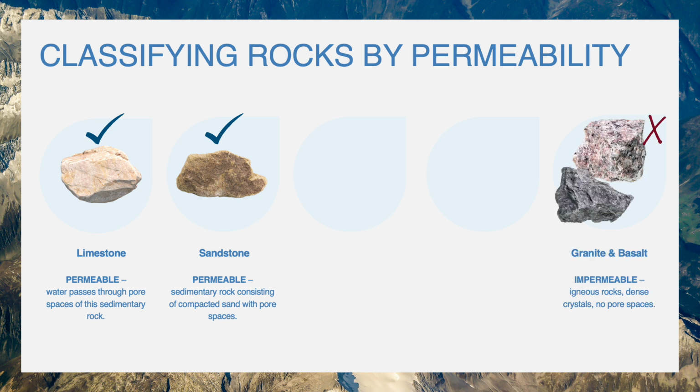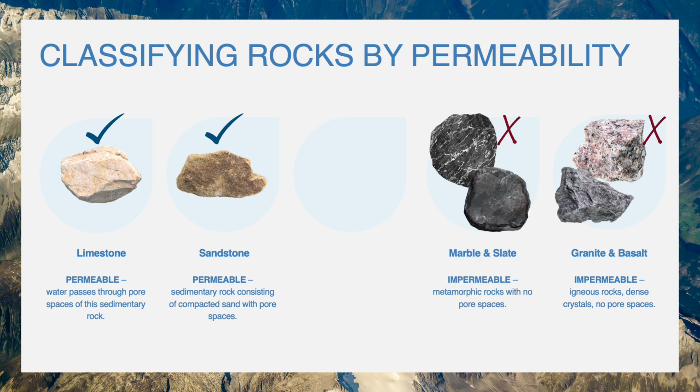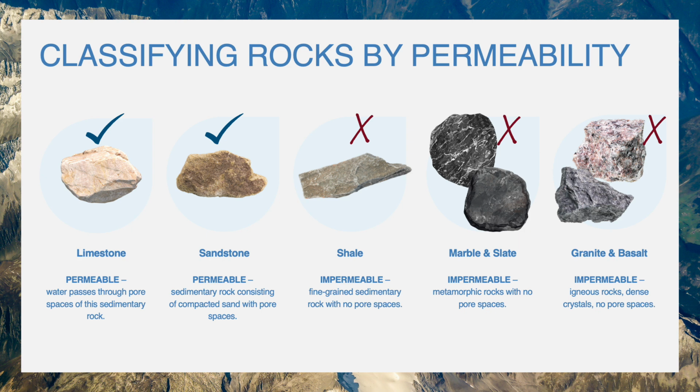Impermeable are igneous rocks such as granite and basalt, because their crystals are so tightly interlocked, it leaves very few connected pore spaces. Metamorphic rocks, such as marble and slate, are also impermeable because of the heat and the pressure that makes them so dense and compact. And then we have our anomaly, which is shale. Shale is a sedimentary rock, but it is impermeable because it has very fine clay particles that were packed so closely together that water cannot pass through easily.